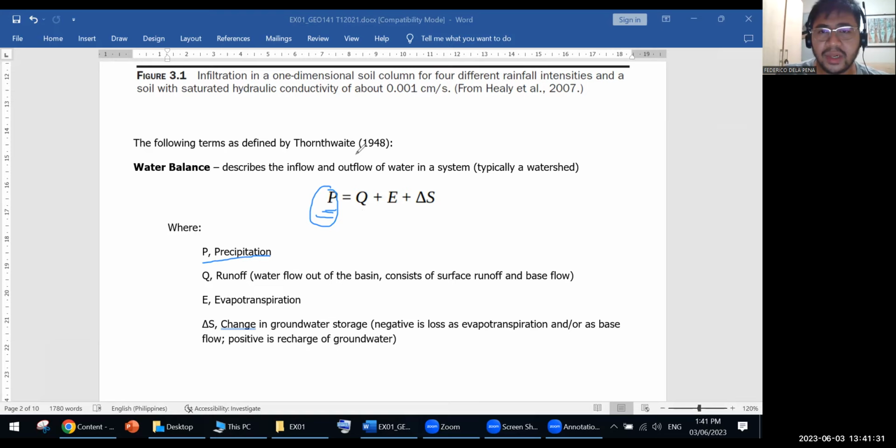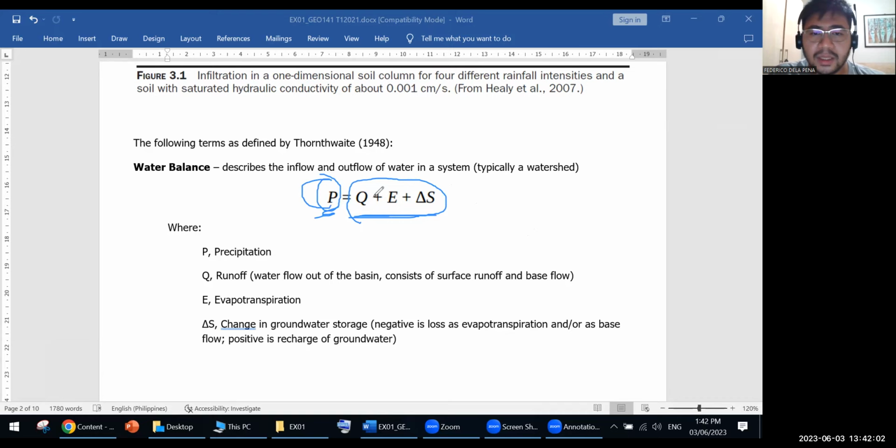This is your only source of water that's going in your watershed. And these three terms should always balance. Kung ano yung pumasok na tubig sa watershed mo, yun din yung lalabas. The important assumption here is you don't have water being destroyed or created in any way. Laging kung ano yung pumasok, siya rin yung amount na lalabas sa watershed.